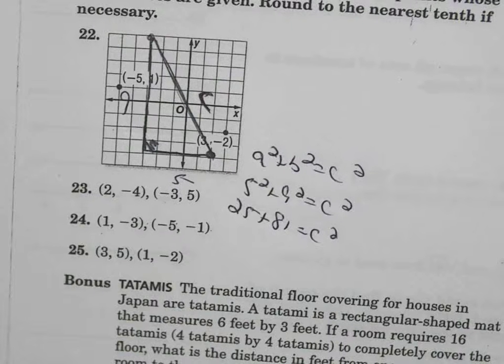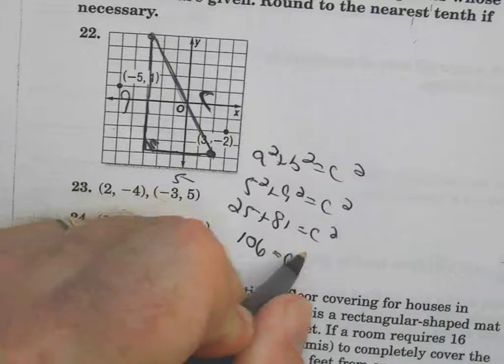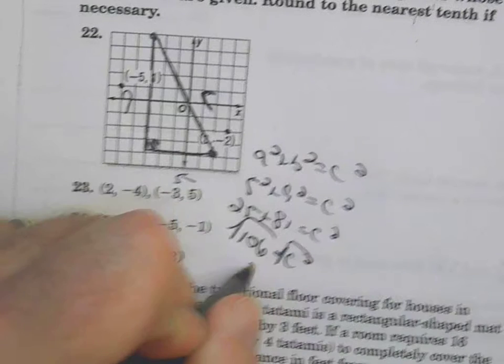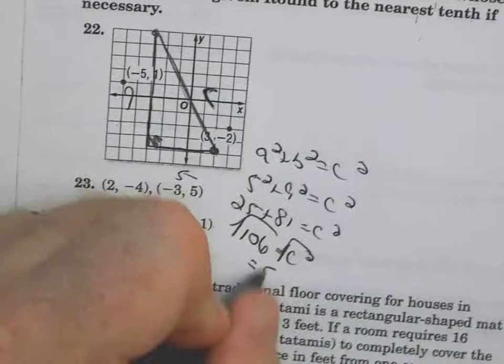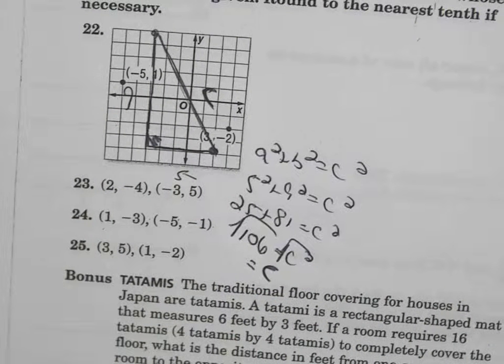Oh, quiet you guys are. Olivia! 106 equals C squared. Square root it, square root it. Now, you're allowed to use your calculator. Highly encouraged to use your calculator. Square root of 106. Who's got it?